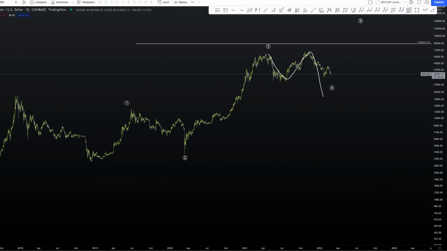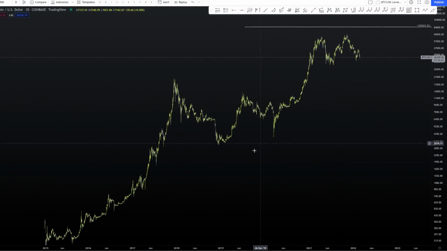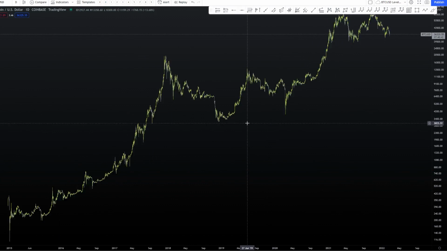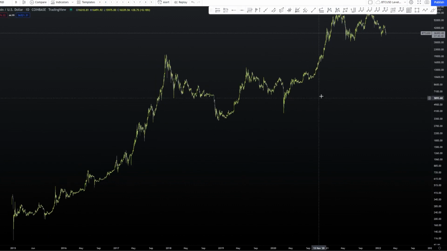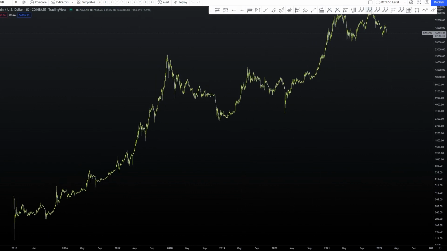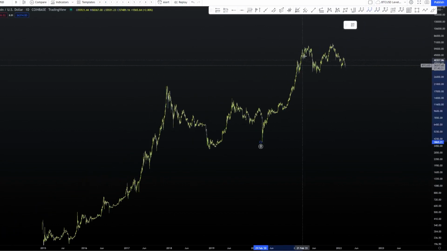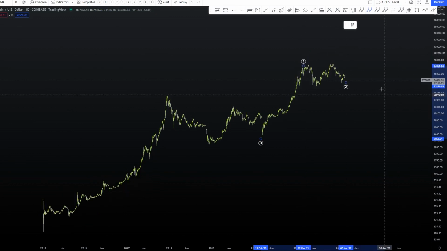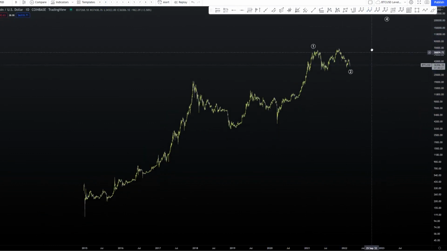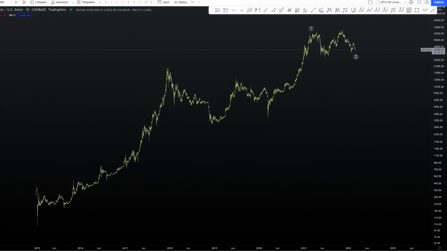Now, the next count I want to show you guys would be calling this all a WXY as opposed to this being a 1, 2. And in that case, we would put this wave 1 all the way up here. This would be a wave 2. And then we're going to come up for a 3, 4, 5. So like I mentioned, this would all be a WXY.